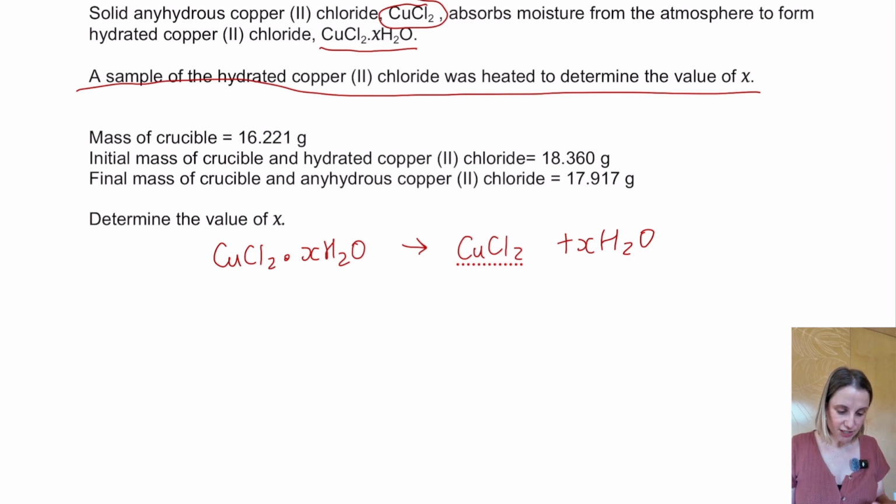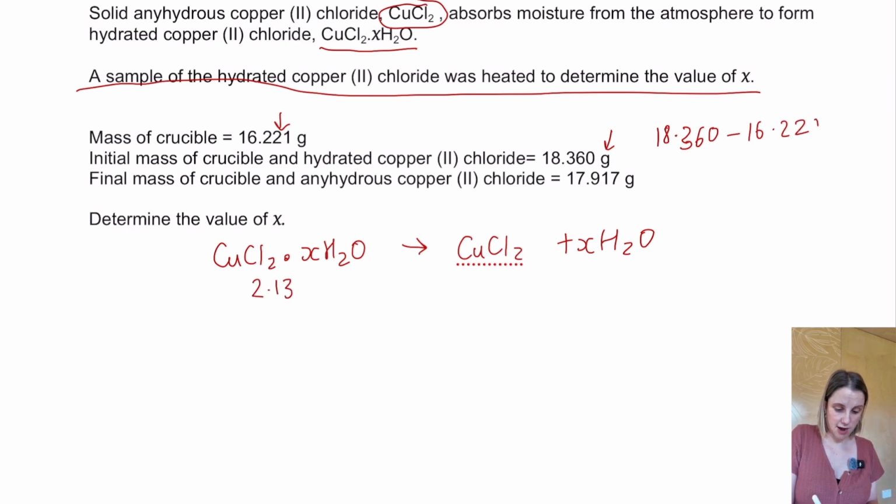So what they've told you is the mass of a crucible. They've also told you the initial mass of crucible and hydrated copper 2 chloride. So that will give us the mass of how much hydrated copper 2 chloride we started with. So if we do 18.360 minus 16.221, we get 2.139 grams, which is the mass of the stuff that we started with.